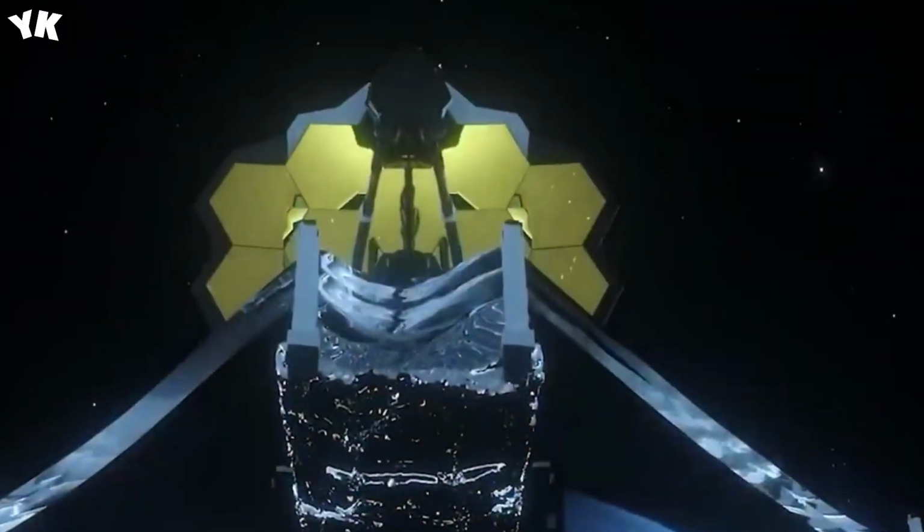President Biden has introduced the first image to be shown publicly from the James Webb Space Telescope.